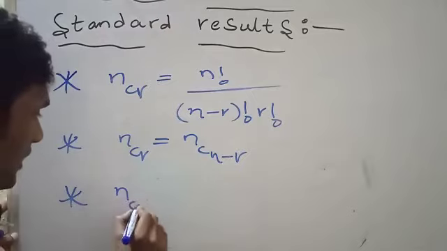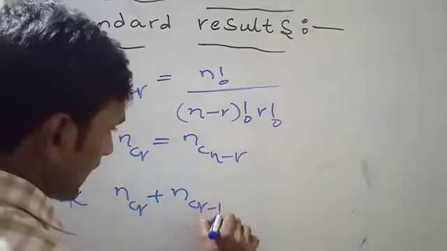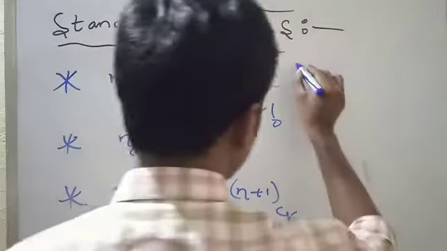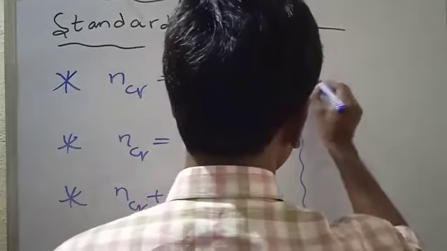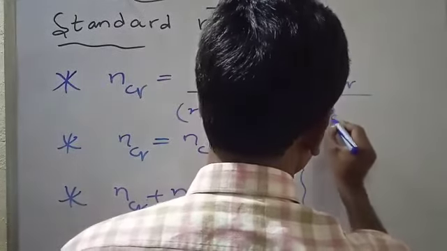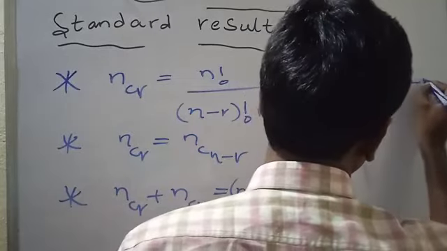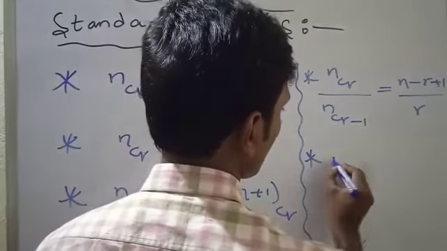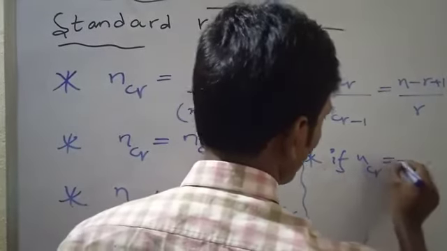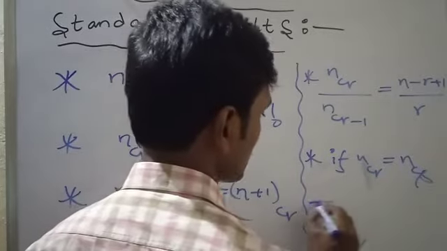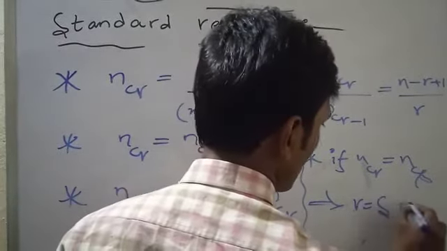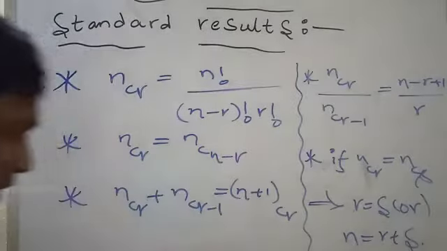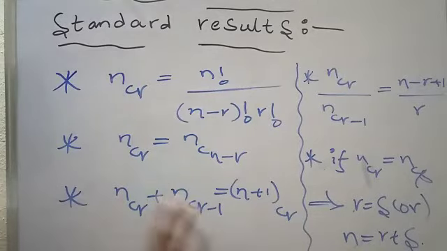What is the third standard result? nCr plus nC(r minus 1) equals (n plus 1)Cr. So this is the third standard result. Come to the fourth one: nCr divided by nC(r minus 1) equals (n minus r plus 1) divided by r. The last standard result is like this: if nCr equals nCs, then R equals S. Our second one is N equals R plus S. So these are the five standard results of the binomial coefficients.